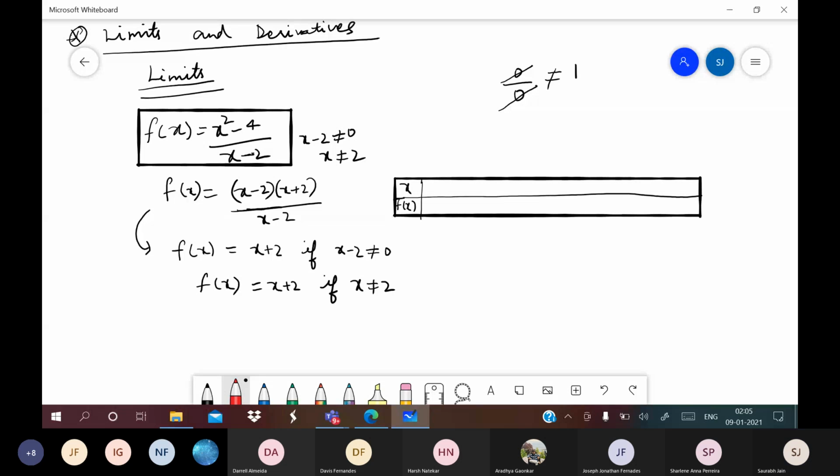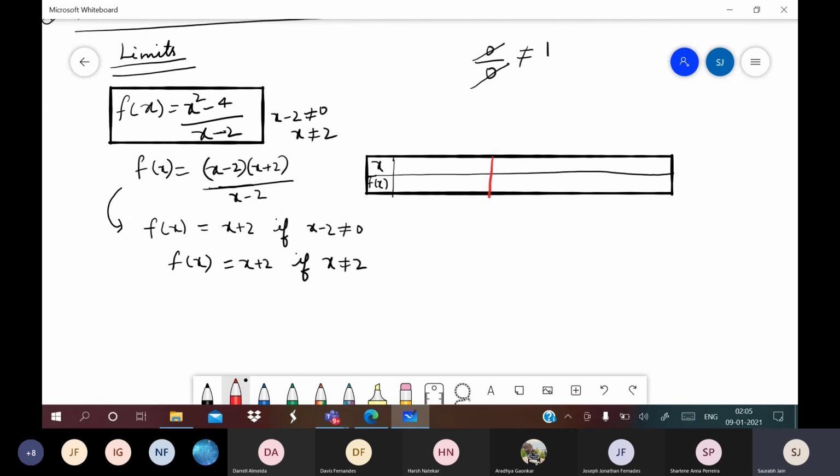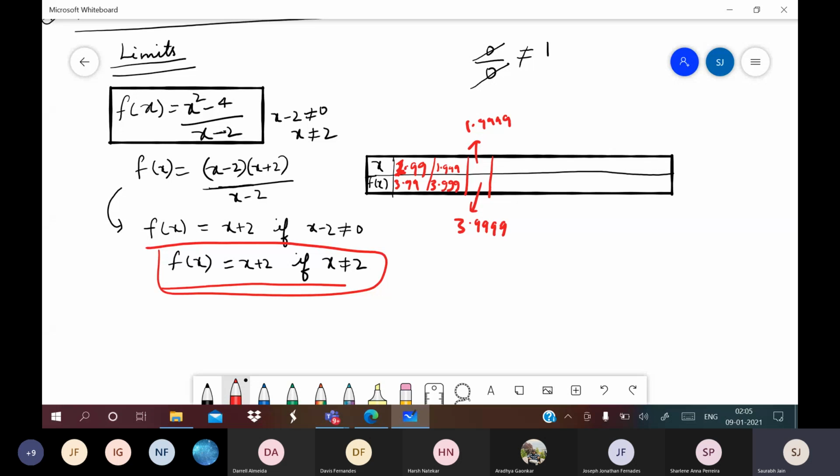Try to understand what is the meaning of limit, and how we develop this idea. I am going to put some values of x. Suppose I put 1.99 in place of x. What you will get from f(x) is 3.99. Then let's say you put 1.999, so the value of f(x) will be 3.999. Then let us say you put 1.9999. What will be f(x)? 3.9999. Where are you putting this? Here, in place of x.